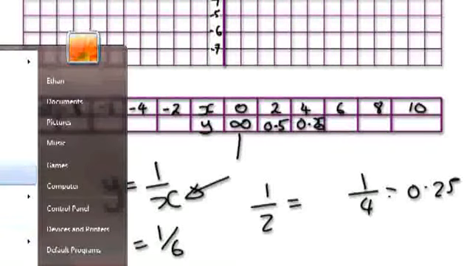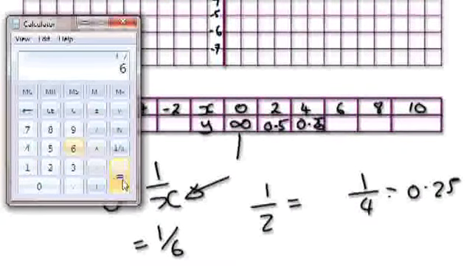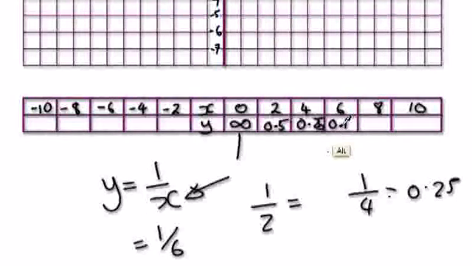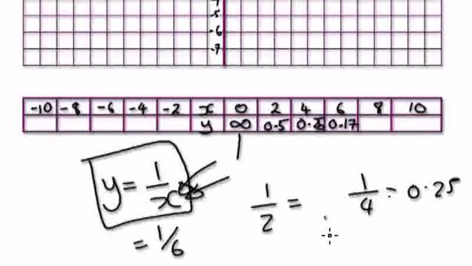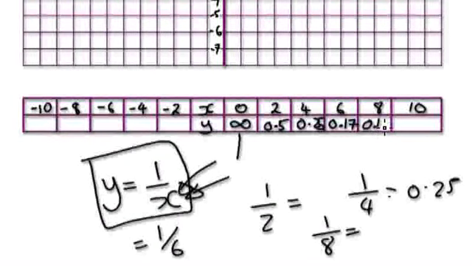So what's 1 over 6? Hang on, let's convert that to a decimal. So 1 divided by 6 equals 0.17. Okay. Now, if you put 8 into the x here, that would be an eighth. So let's get a calculator and work out what an eighth is. So 1 divided by 8 equals 0.125. Okay. Now you put 10 into the x, that would be a tenth. Okay, so that would be 0.1.